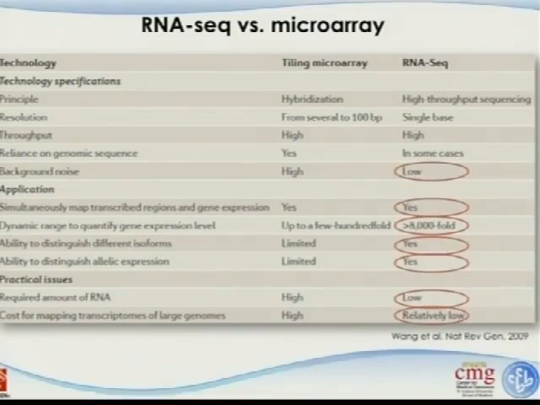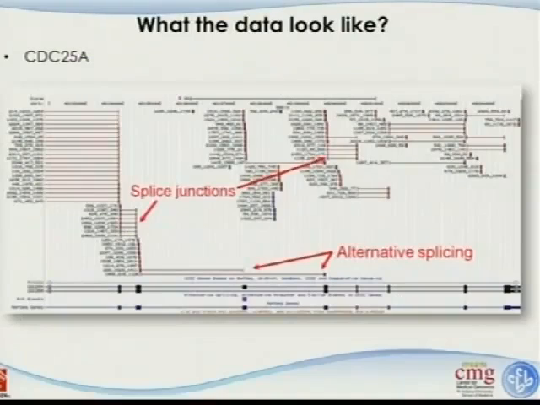And the last one is the cost and mapping the transcriptome to a larger genome. Here it's high, here it's relatively low. I don't know why they put it in there. But the point is that in most of these measurements, RNA sequencing is doing a better job than microarrays.